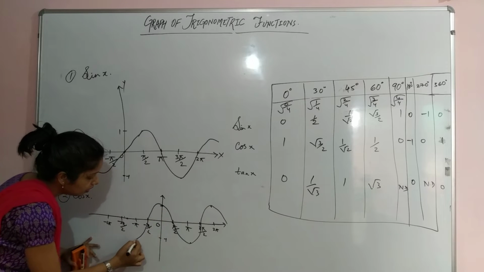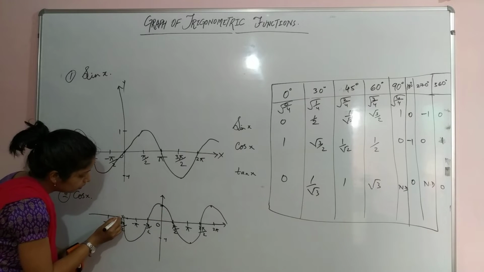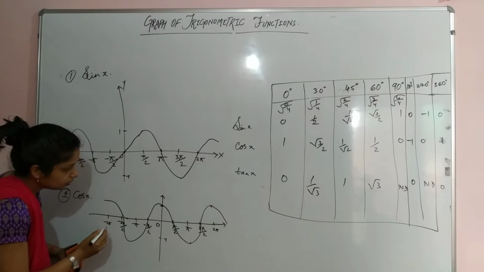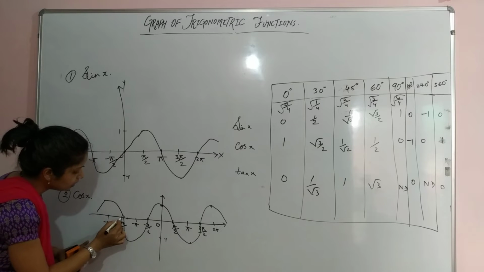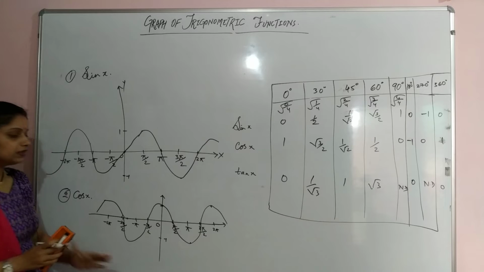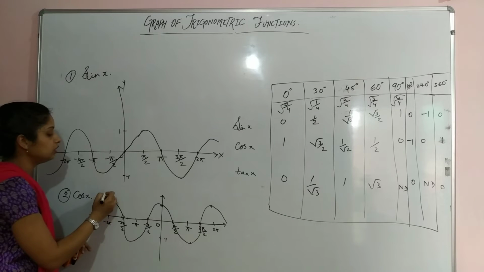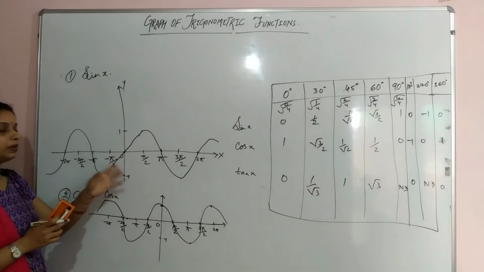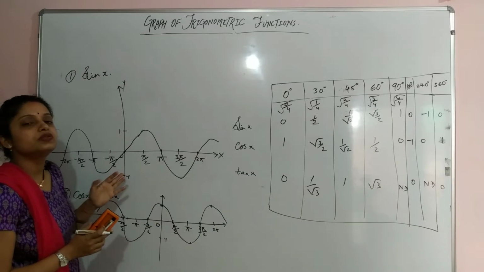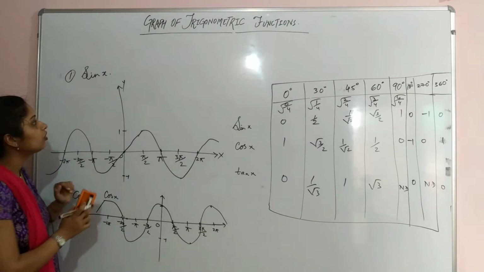Similarly, you can draw to the next side also. So this curve is representing cos x. This is representing sin x. So in this way you can draw a graph of sin and cos.